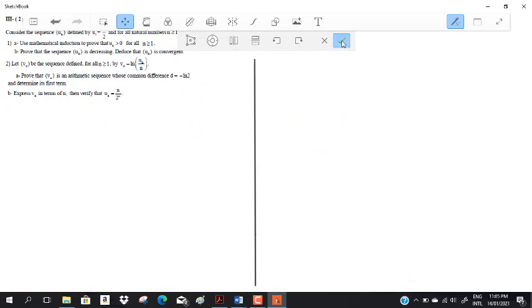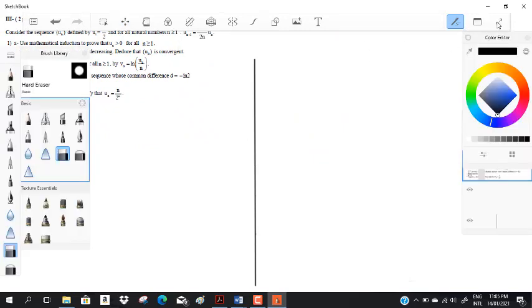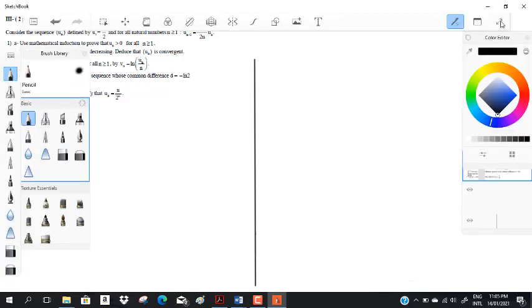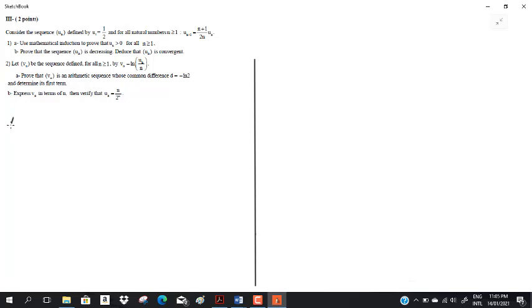Exercise number 3 on the session of 2015, the first session. We had an exercise with a sequence un defined by u1. I'm going to write the given: u1 equals 1 over 2 and un plus 1 equals n plus 1 over 2n un.